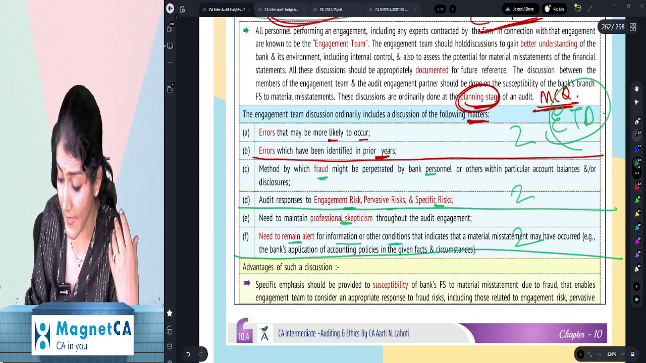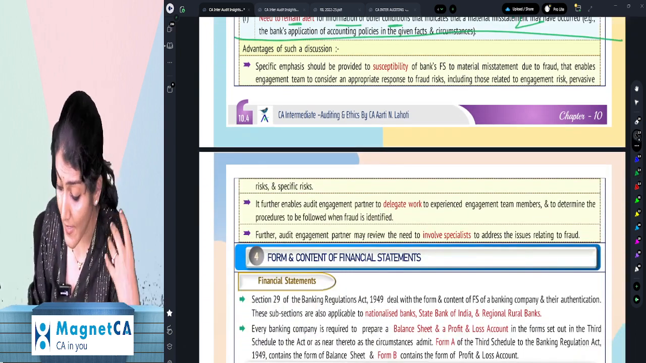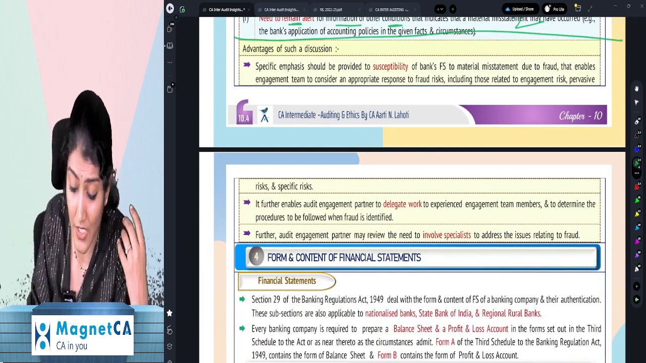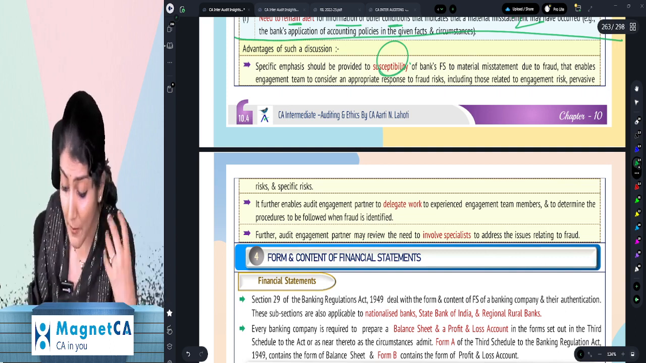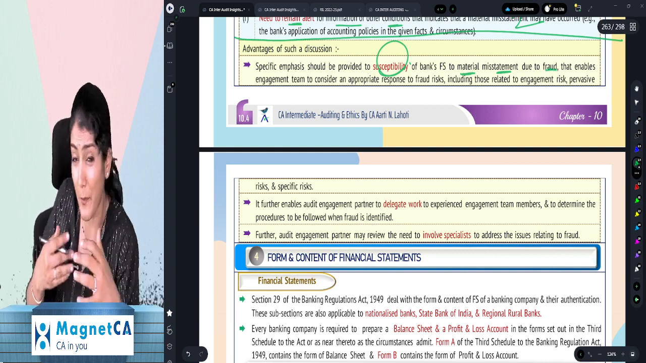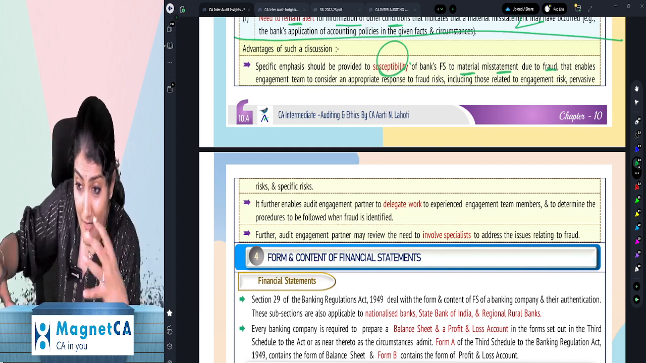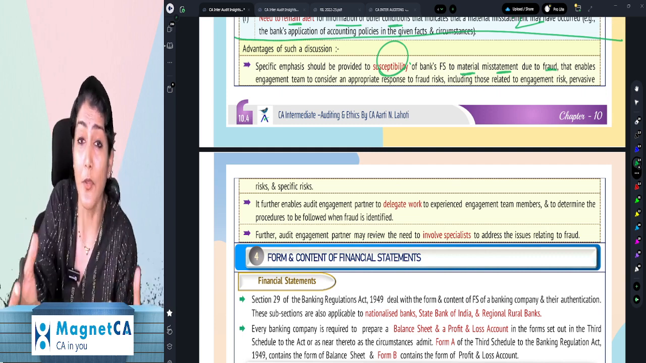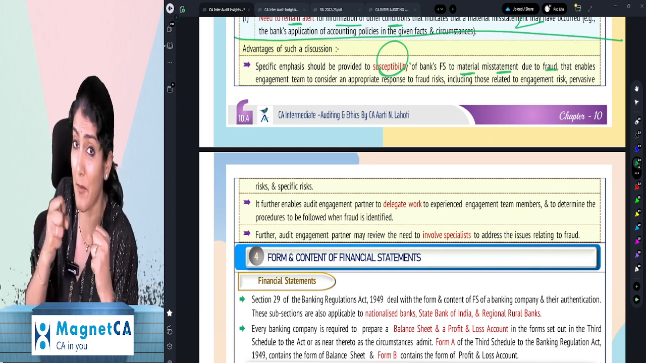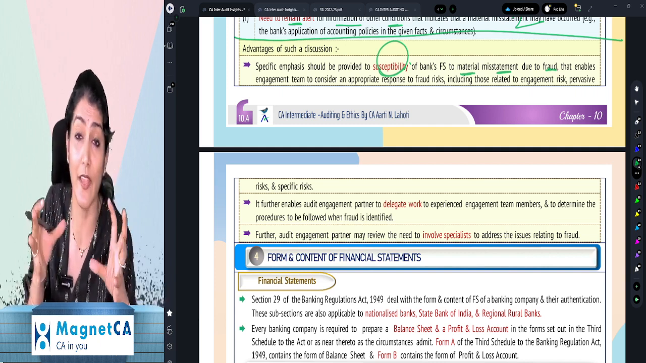Then why this ETD? What are the advantages of the engagement team discussion? It will help you identify those areas where there is a higher chance of fraud and error, and the susceptibility of the bank's financial statements to material misstatement due to fraud. By doing this discussion amongst engagement team members, you can identify those susceptible areas. Now you know, okay, in this bank audit, these are the very dangerous areas for the audit.